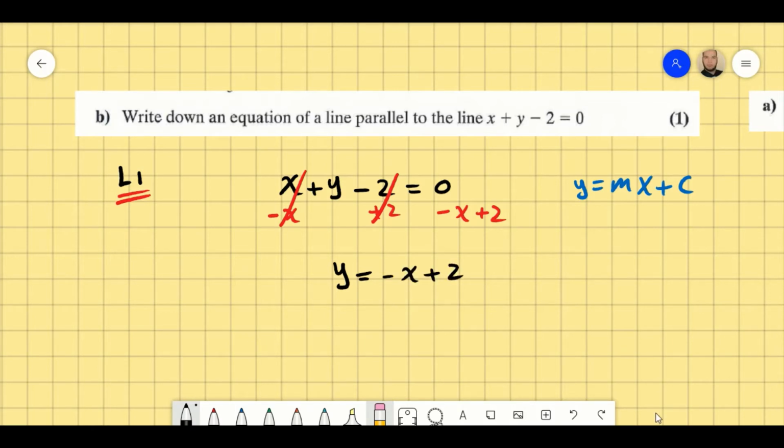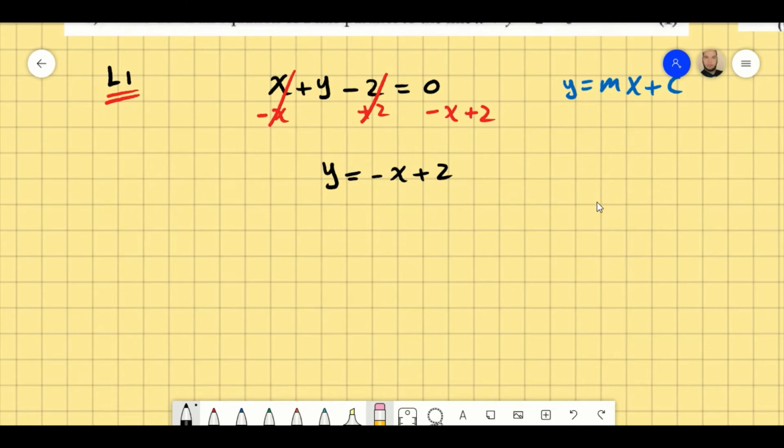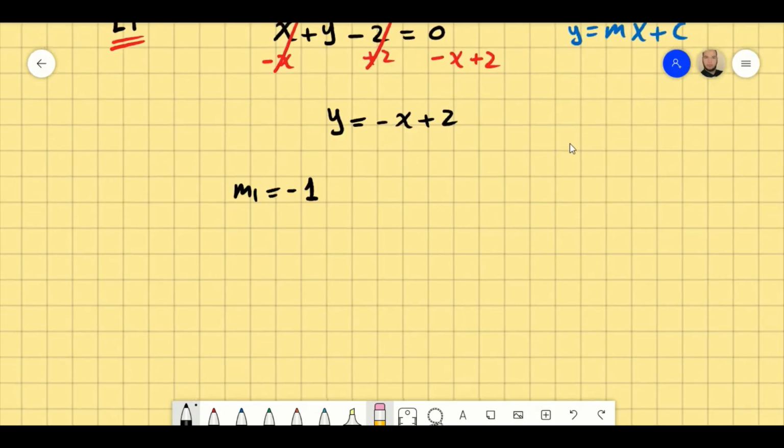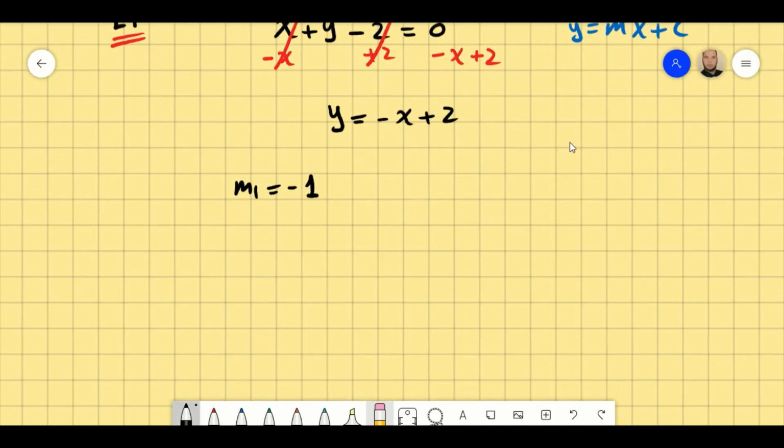طيب كده انا استفدت ايه؟ انا عرفت كده الام 1. لو ده لاين 1 يبقى كده الام 1 يا مستر محمد ب -1. طيب نخش على مين؟ نخش على لاين 2 دلوقتي. لاين 2. اوكي؟ طيب انا لسه محتاج اكتب الايكويشن بتاعت لاين 2. y equals mx plus c.